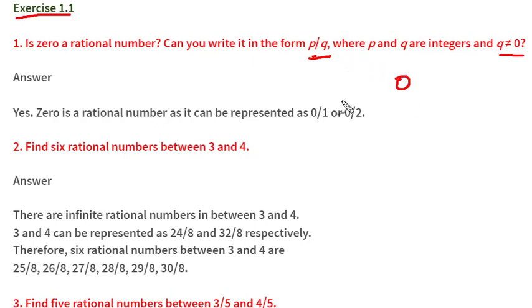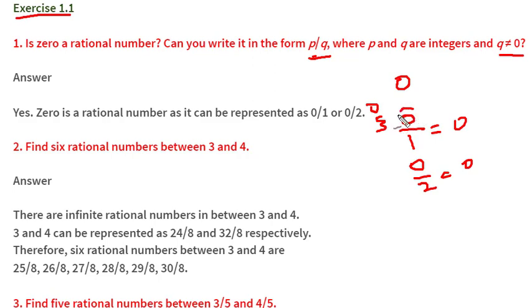The answer is yes, because 0 can be written as p by q, where p and q are integers. So any number you can think of. For example, 0 divided by 1 is 0, 0 divided by 2 is 0. You can divide by any integer in the denominator and you will get 0 if the numerator is 0. So the answer is yes, 0 is a rational number and it can be represented as 0 by 1, 0 by 2, 0 by 3, and so on.